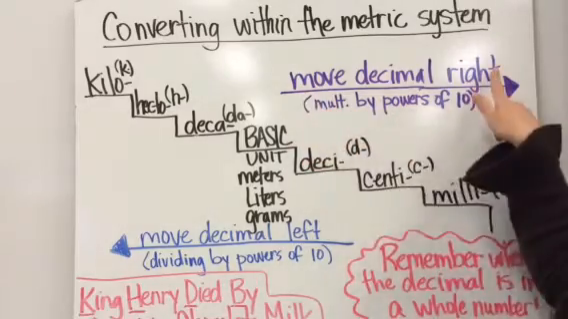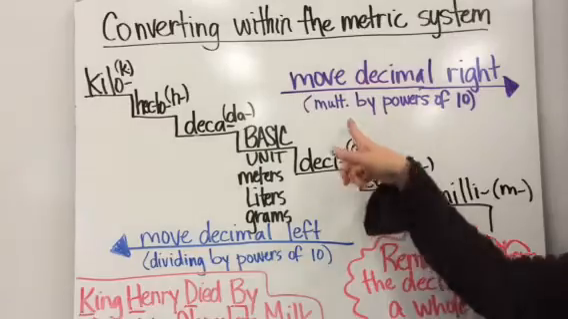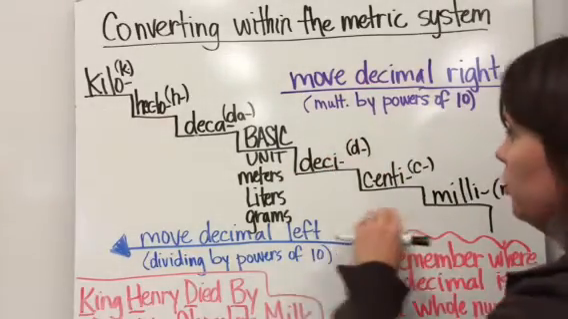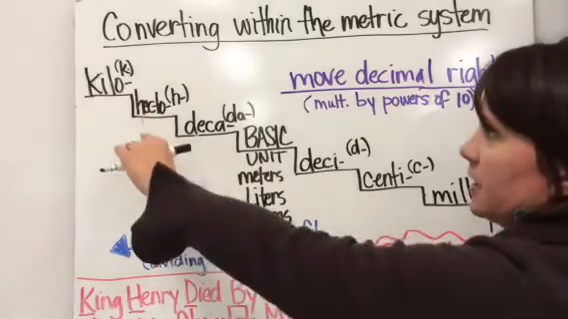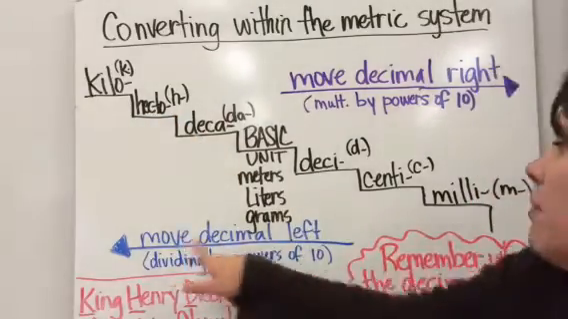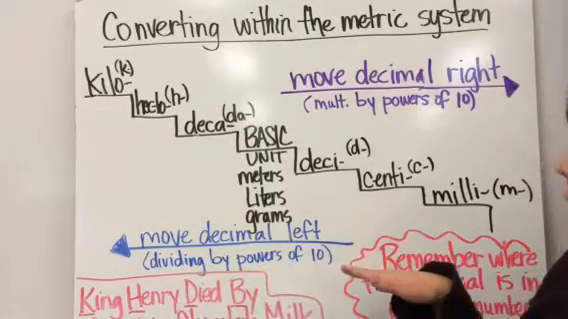So if I'm moving to the right, I'm moving my decimal to the right. That's the same thing as multiplying by a power of 10, each step. If I'm moving from something small to something larger, if I'm moving up the staircase, I move my decimal to the left, which is like dividing by a power of 10.